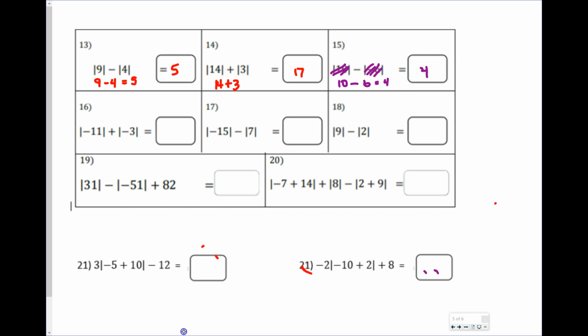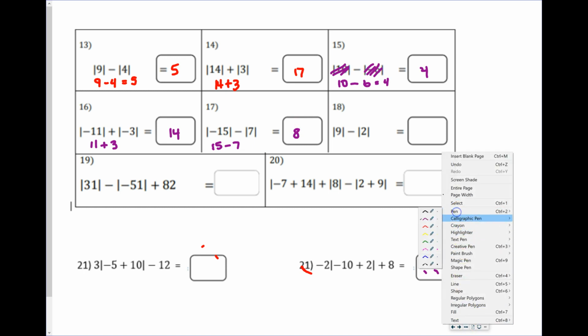Number 16, the absolute value of -11 is 11. The absolute value of -3 is +3. And so then I get an answer of 14. The absolute value of -15 just becomes +15. Bring down that minus sign, and then the absolute value of 7 just stays 7. And so that's going to give me an answer of 8.